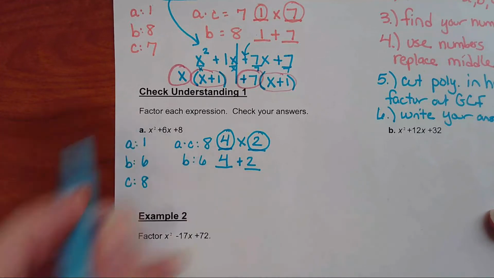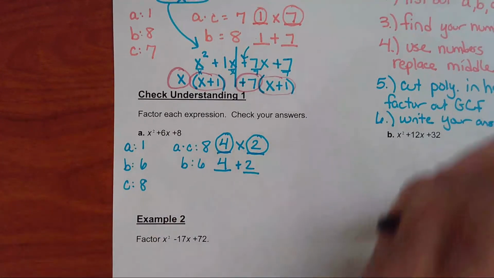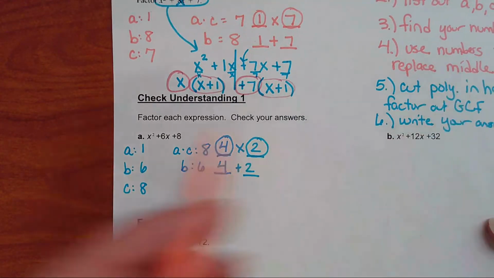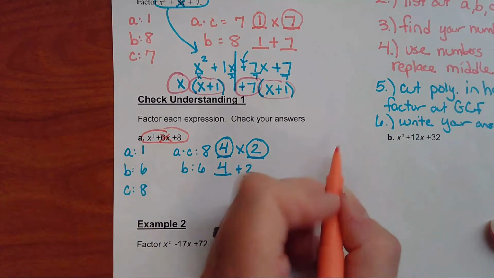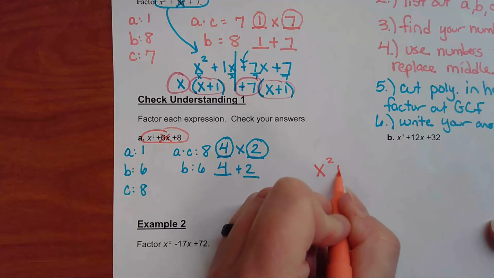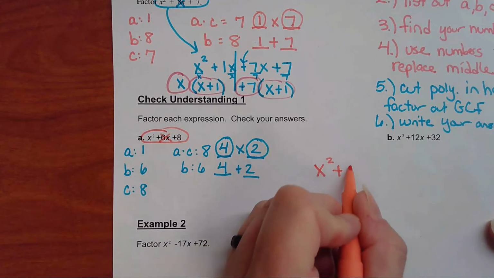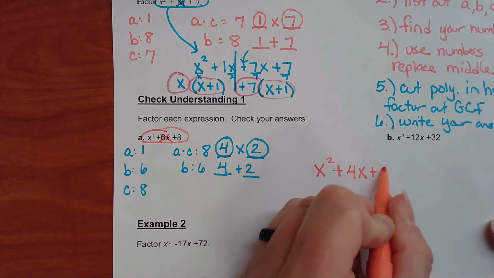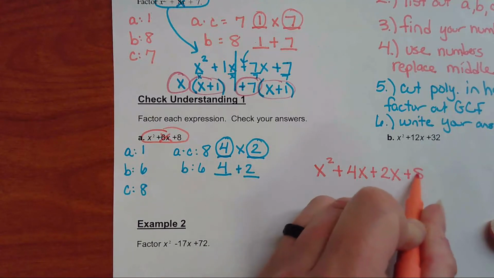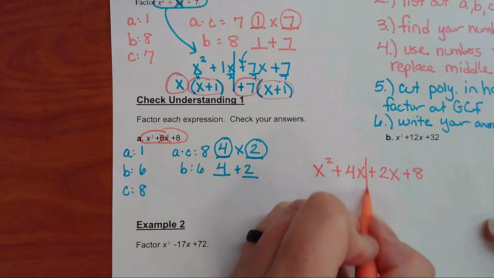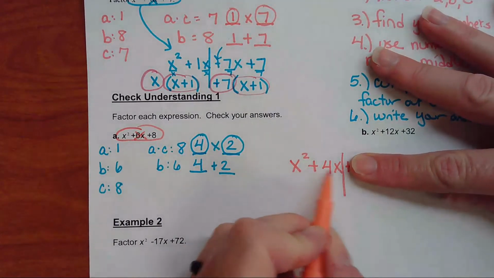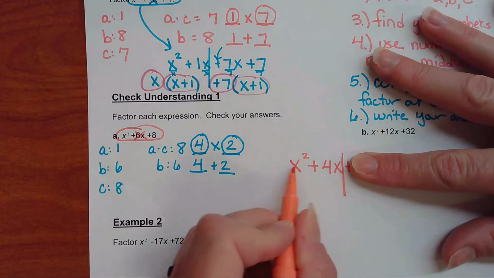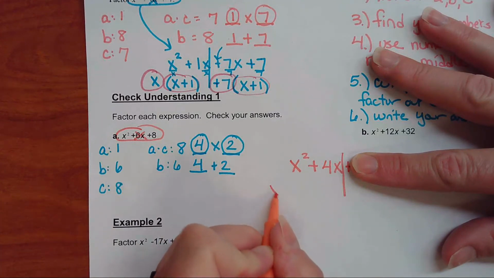Now I go back to the original problem, and I'm going to use the numbers to replace the middle term. So I take this, get rid of the 6x, and I rewrite it as x squared plus, use your numbers, 4x plus 2x plus 8. And then cut it in half. And now you do your GCFs. So x squared and a positive 4x, these two, their GCF is an x.